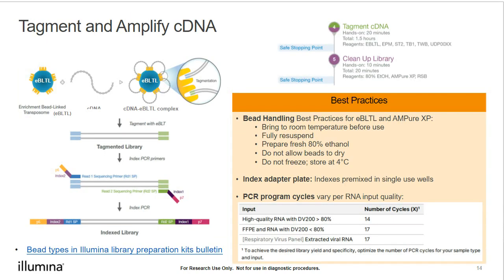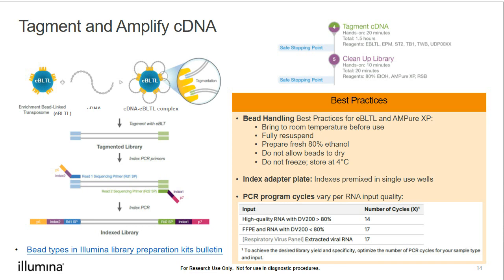So next, we have the Tagment and Amplify cDNA step. This step uses Enrichment Bead-Linked Transposome Large, or EBLTL, to simultaneously cut and tag the cDNA before we amplify with index PCR primers to complete the library.